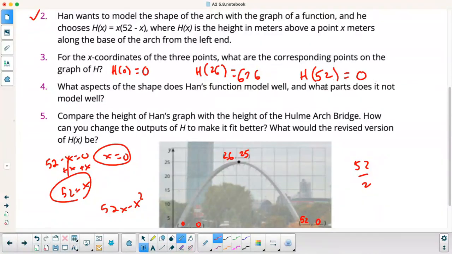So I guess these two here, I'm going to put a green check over them because these check out. 52, 0 is a point, 0, 0 is a point. The problem is this is not the right point because we have 676 and 25. So Han's function is way too tall for us. Right? It's going to go almost up here off the graph.